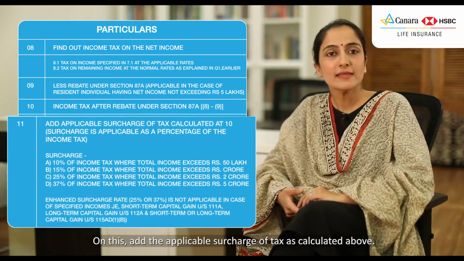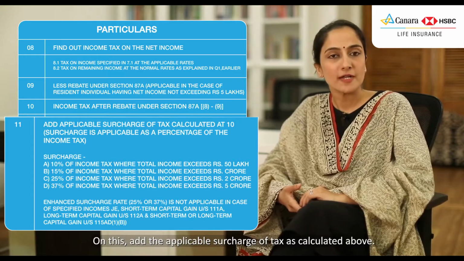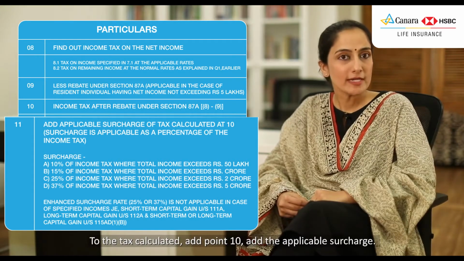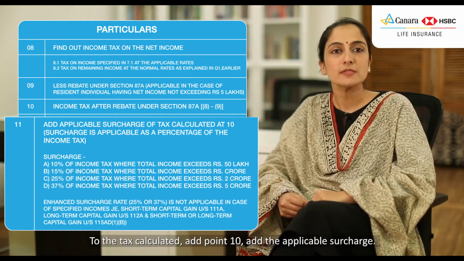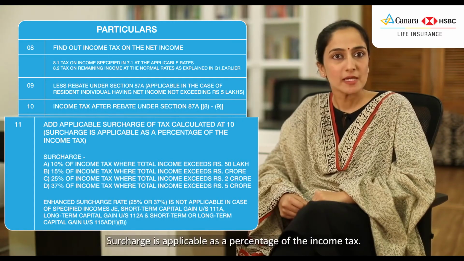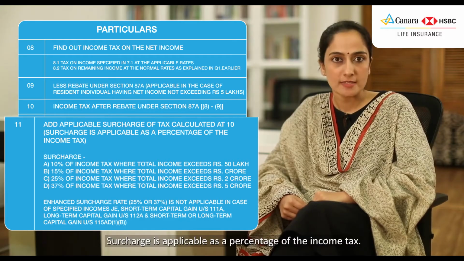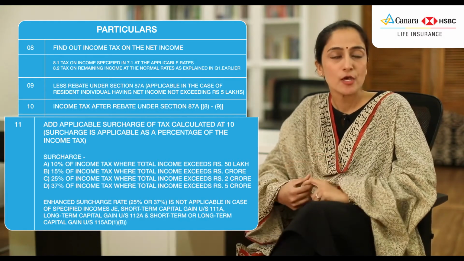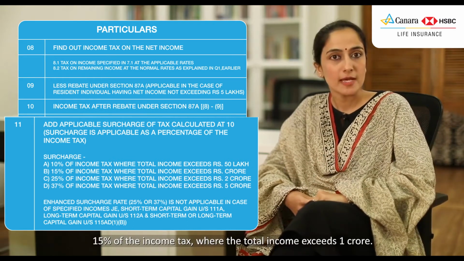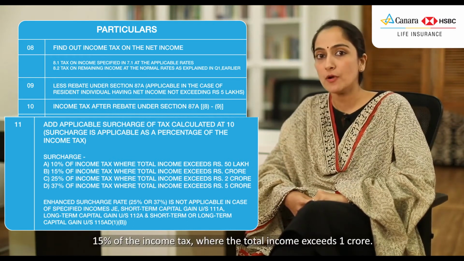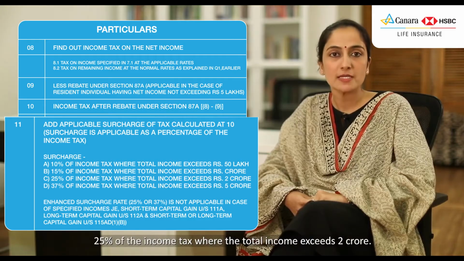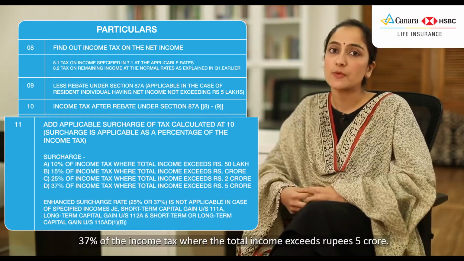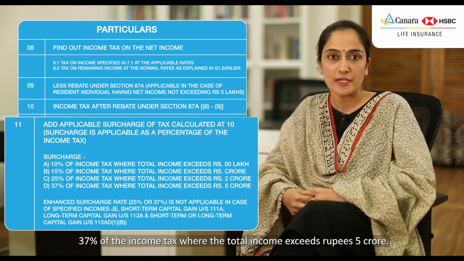On this, add the applicable surcharge of tax as calculated above. To the tax calculated at point 10, add the applicable surcharge. Surcharge is applicable as a percentage of the income tax. 10% of the income tax where the total income exceeds 50 lakhs, 15% where the total income exceeds 1 crore, 25% where the total income exceeds 2 crore, 37% where the total income exceeds rupees 5 crore.